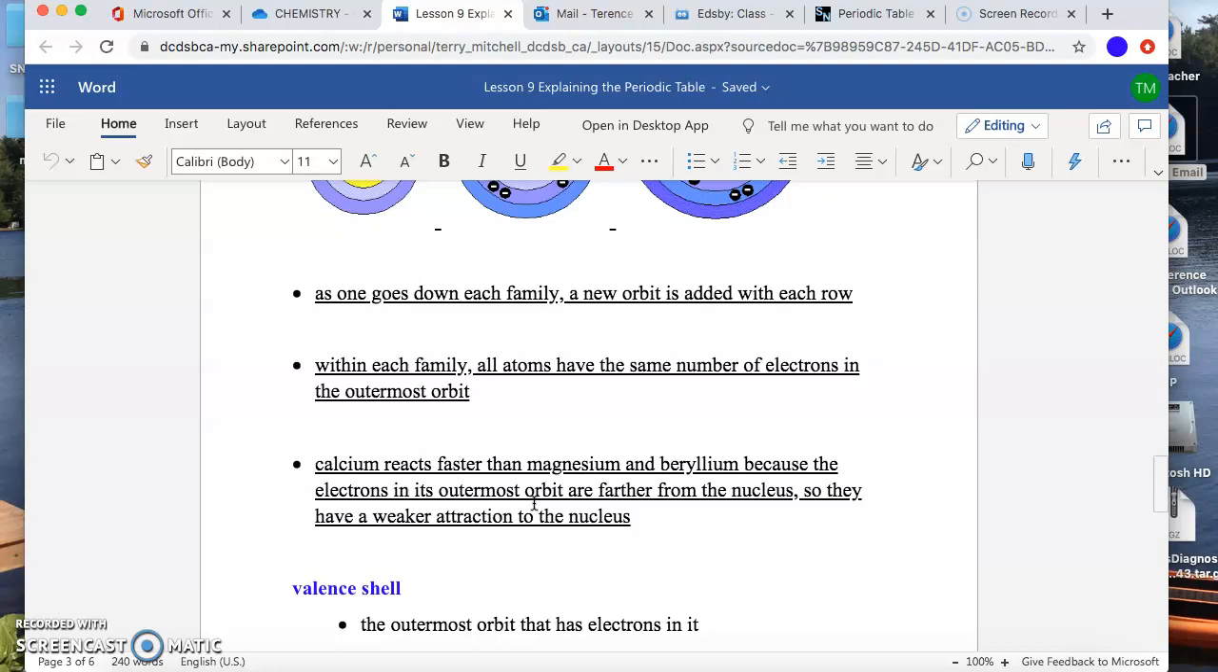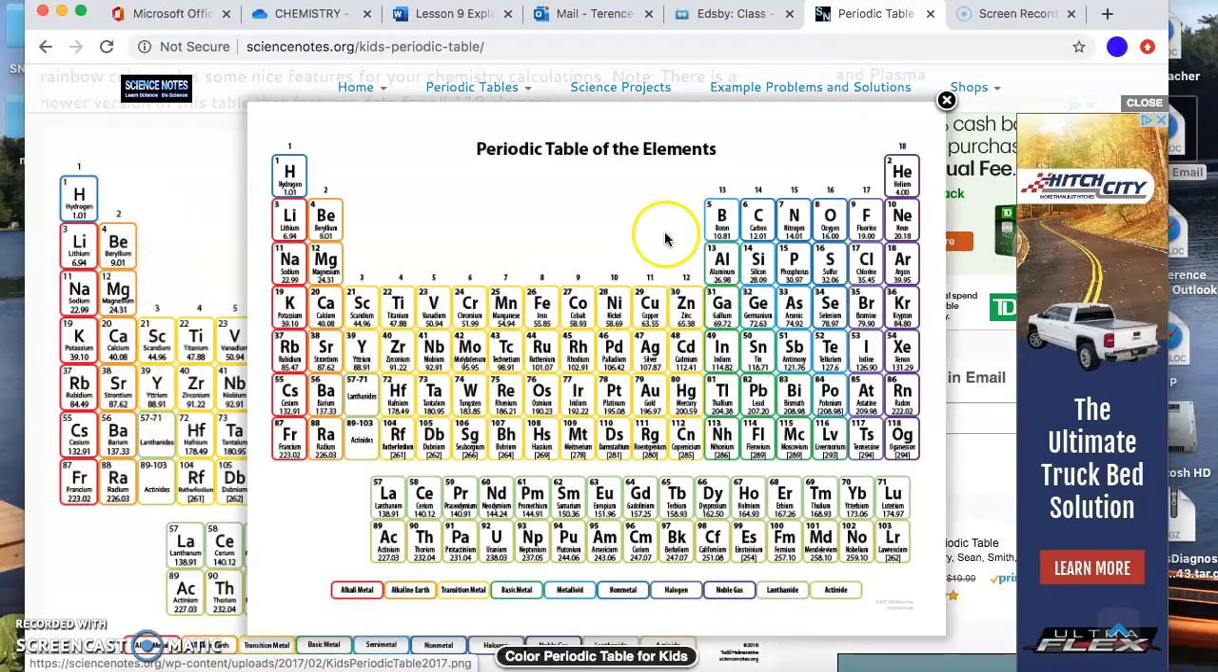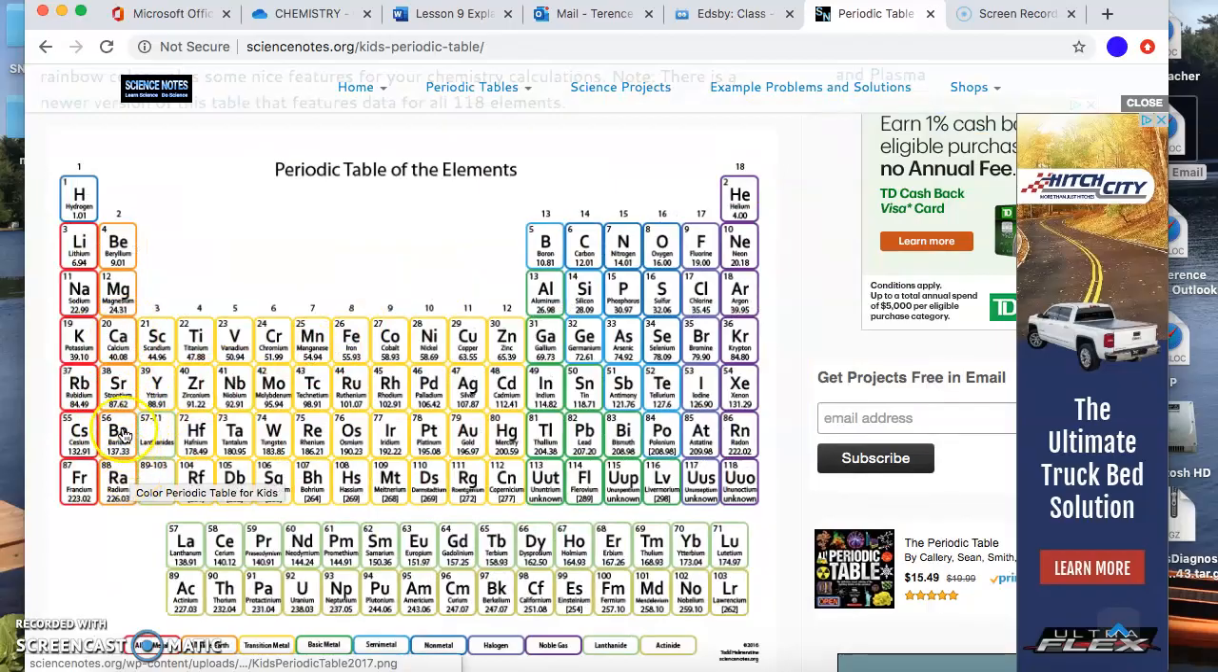The reason that calcium reacts faster than magnesium and beryllium, so to go to the periodic table. If you recall, I mentioned that over on the metal side of the periodic table, the further down you go, the more reactive. So beryllium is reactive, magnesium more, calcium more, strontium even more. Barium and then radium, so more reactive as you go down.